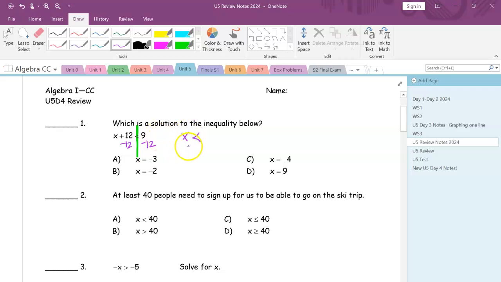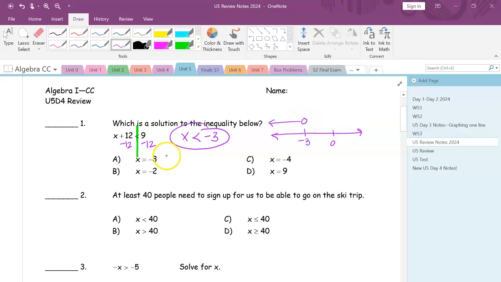And we should get x is less than -3. But be careful, we're looking for which of these is a solution to x is less than -3. So you don't have to graph this, but you certainly could. We'd have an open dot going to the left.